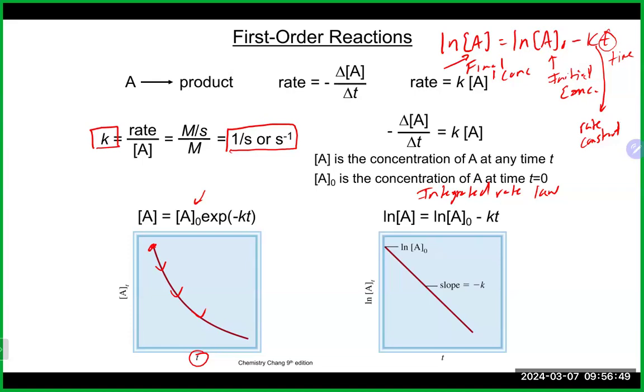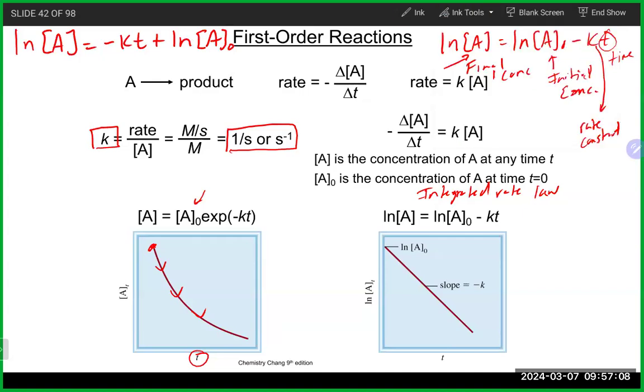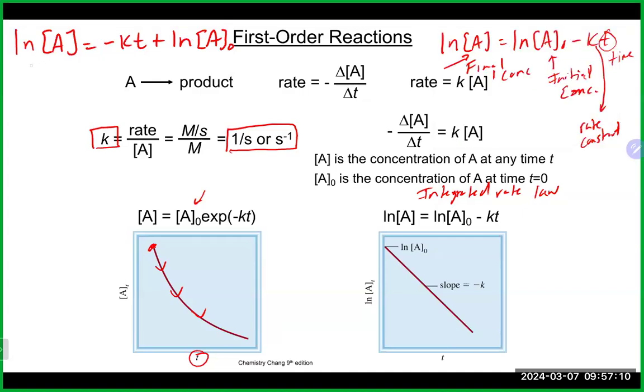Pretty much in kinetics, we like to graph things in a linear relationship, which means we can rearrange this equation as the natural log of A is equal to minus kt plus the natural log of A naught. When we rearrange this equation in this form, this is basically the equation for a straight line. This is our y equals mx plus b, right? So that's your equation for a straight line.